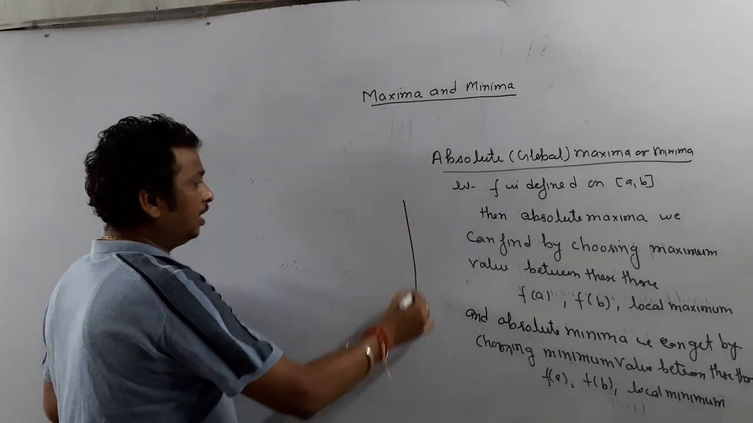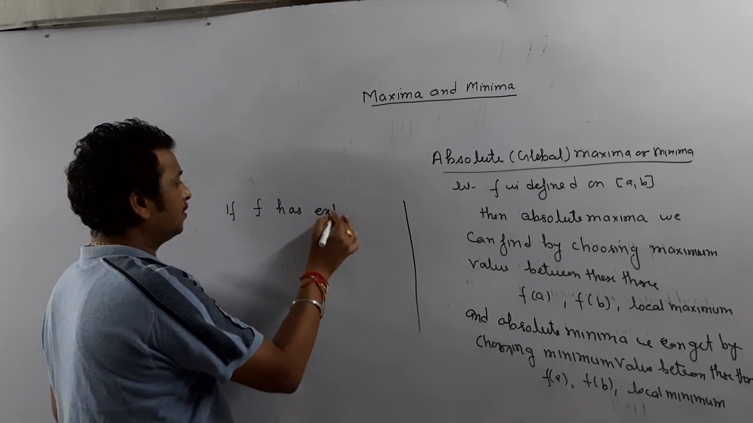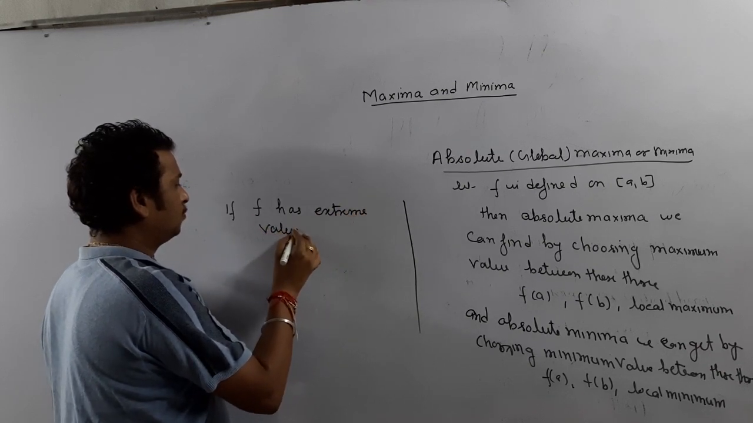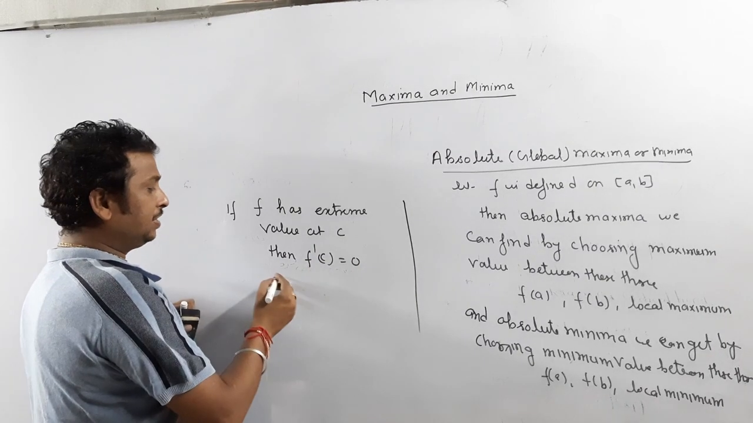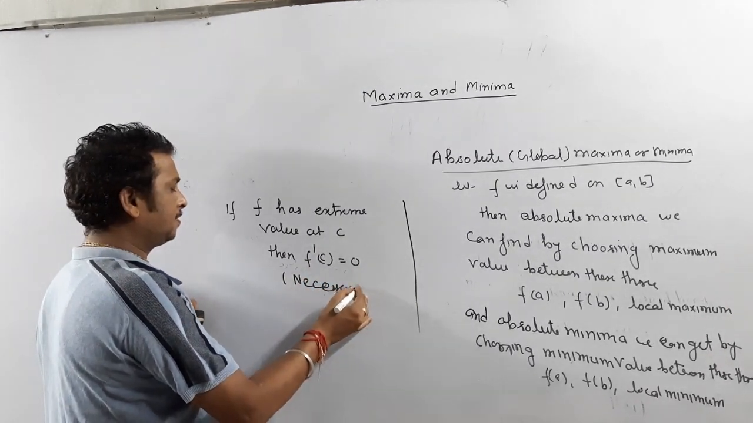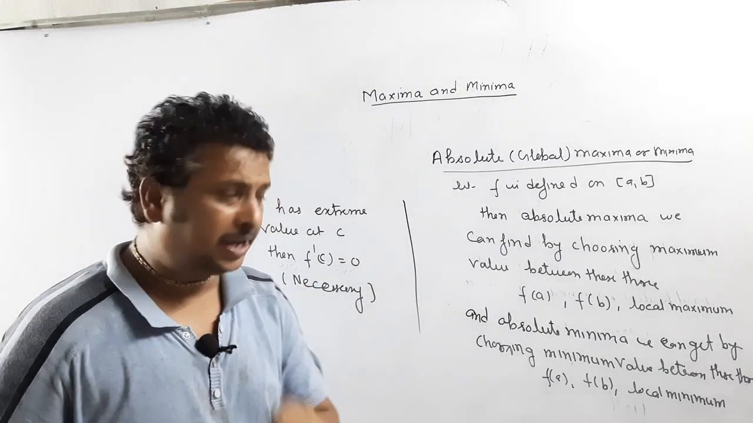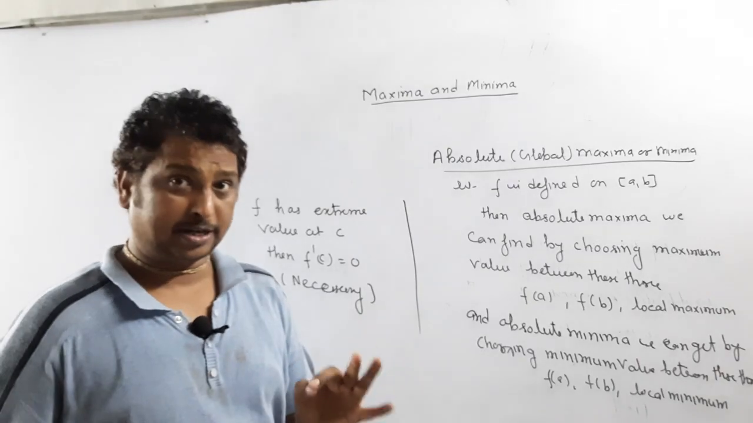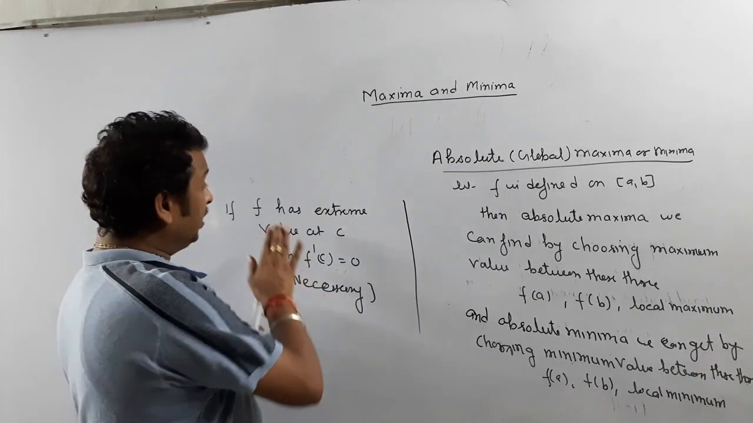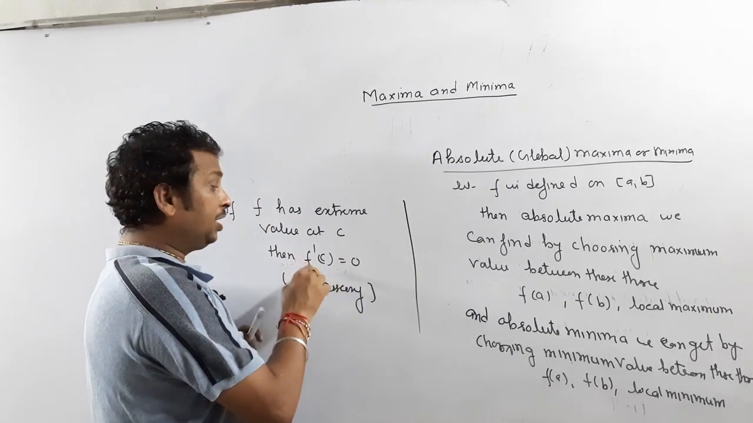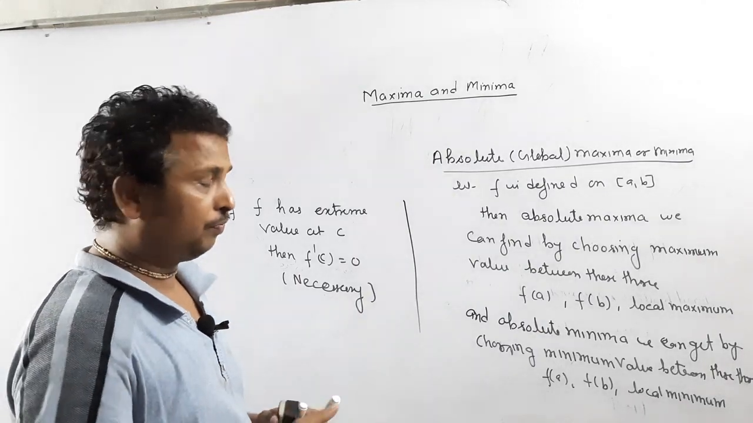See, if f has an extreme value at c, then f dash c must be 0. It is a necessary condition, not a sufficient condition. It means if f dash c is equal to 0, it does not mean f has an extreme value at c. Understand? It is necessary, meaning an only-if condition. If f has an extreme value at c, then definitely f dash c is equal to 0. But if f dash c is equal to 0, it is not necessary that f has an extreme value at c.